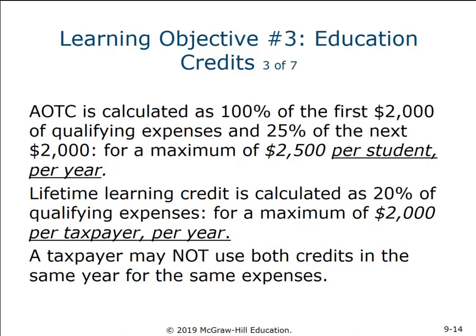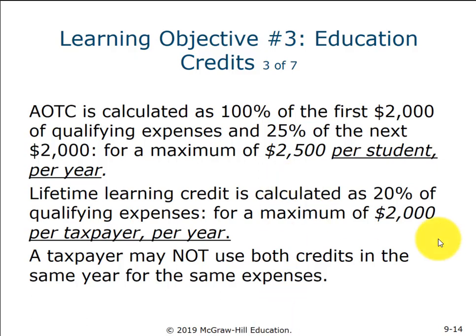So AOTC first: 100% of the first $2,000 and 25% of the next $2,000. So if you spend $4,000, the maximum is $2,500. Any more you spend on those expenses is irrelevant for calculation of this credit, at least. So you are usually at the maximum of $2,500, because $4,000 doesn't get you very far on tuition and stuff.